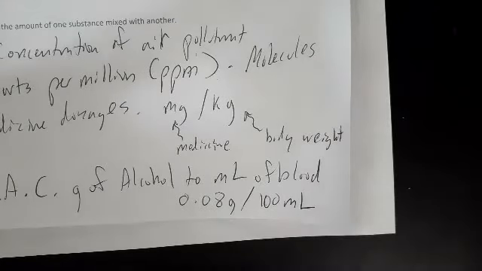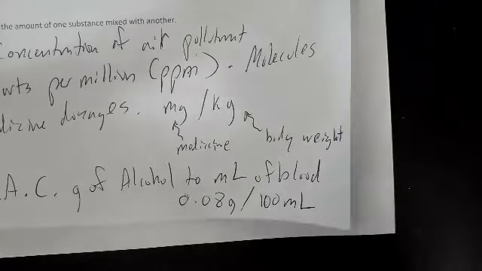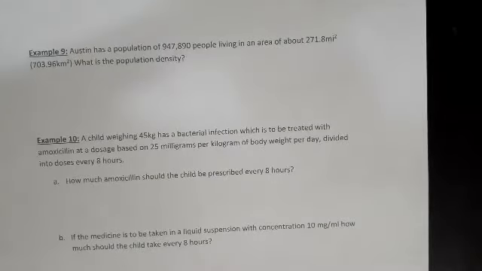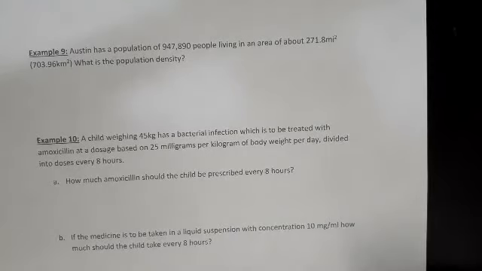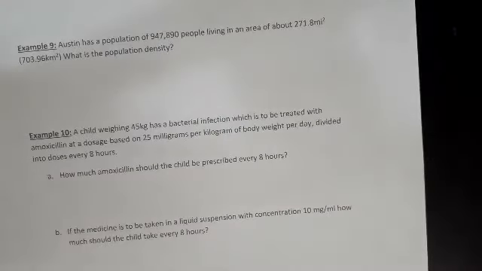Okay. One more page, just a few more problems to go. Austin has a population of, this is probably a few years ago, I think it's grown a little bit since then. Austin has a population of 947,890 people living in an area of about 271.8 miles squared. And that's the kilometers squared. So what is the population density?